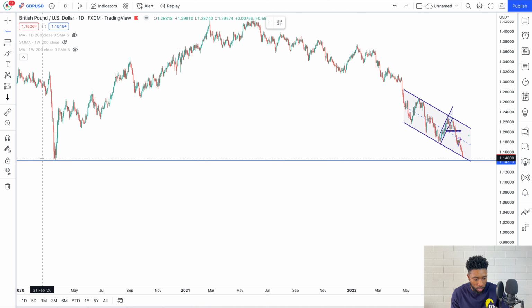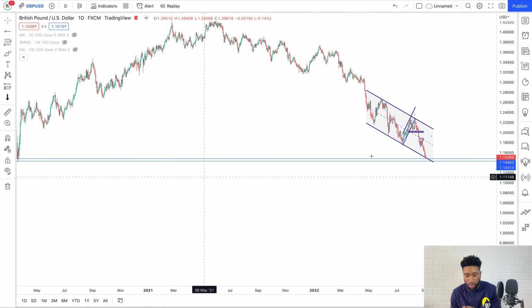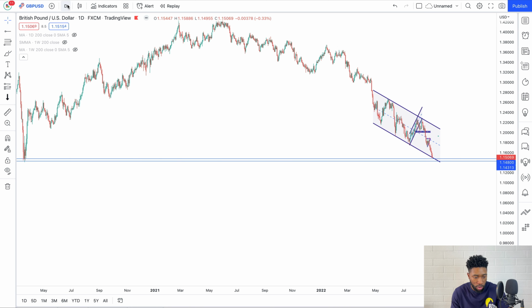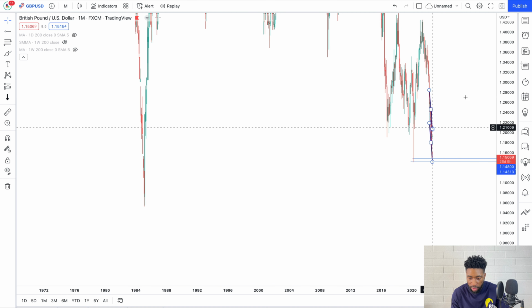So that's where I'm going to wait for that bullish pattern, or a consolidation and a bullish breakout, for me to actually go long with a bounce off this weekly support level. If we should take out the weekly support level, then we're going to go to the monthly time frame. I'm going to show you something really interesting right now.